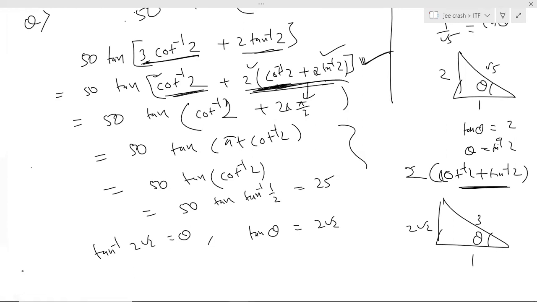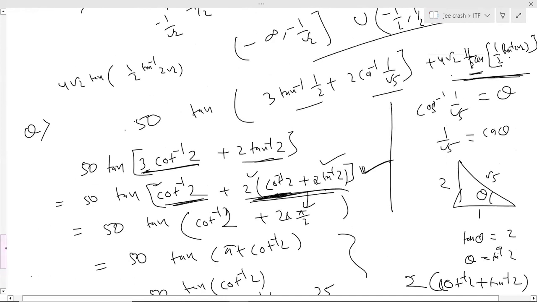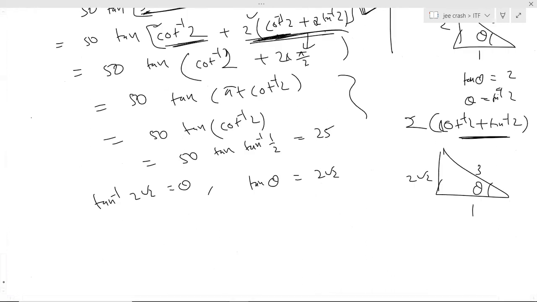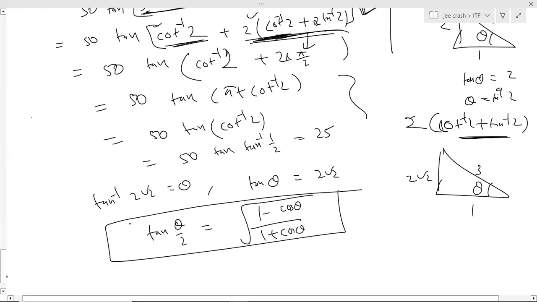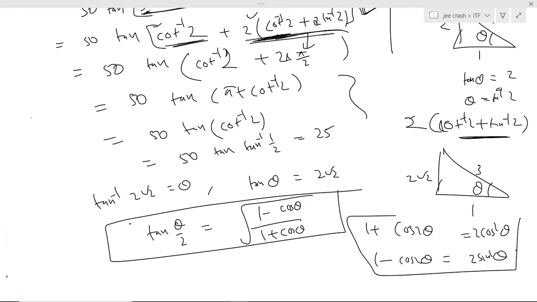Now, if you look at the brackets here, we have tan theta by 2. So let's calculate tan theta by 2. Please write down the formula. Tan theta by 2 you can write as under root 1 minus cos theta upon 1 plus cos theta. This is the half angle formula, very important. 1 plus cos 2 theta is 2 cos square theta. 1 minus cos 2 theta is 2 sin square theta.